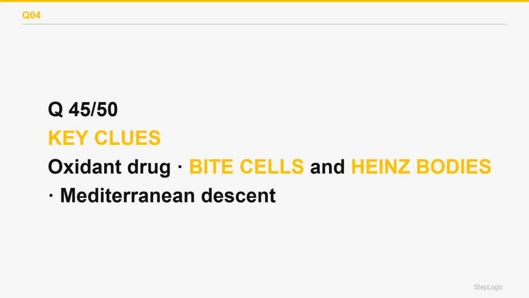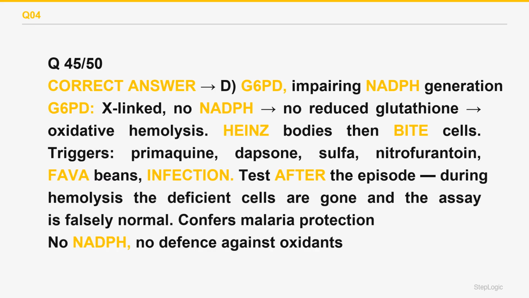Glucose-6-phosphate dehydrogenase is the rate-limiting enzyme of the pentose phosphate pathway, whose function in the red cell is generating NADPH. NADPH keeps glutathione reduced, and reduced glutathione neutralizes oxidative stress. Without it, oxidized hemoglobin precipitates as Heinz bodies, which splenic macrophages pluck out, leaving bite cells. Triggers include primaquine, dapsone, sulfonamides, nitrofurantoin, fava beans, and, importantly, infection itself. The correct answer is D.